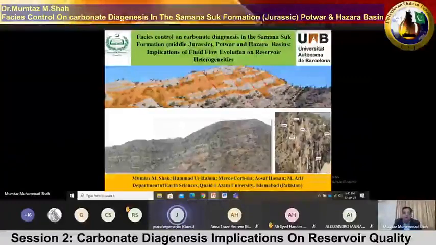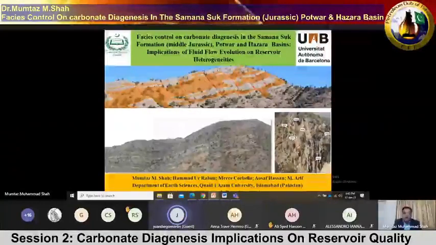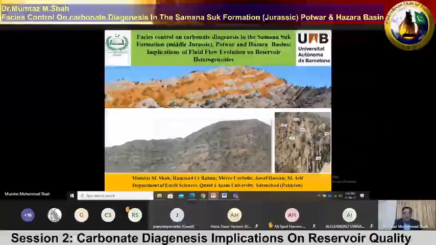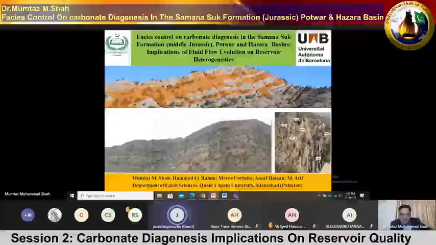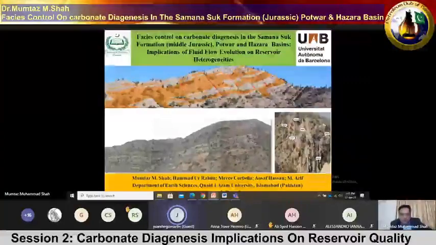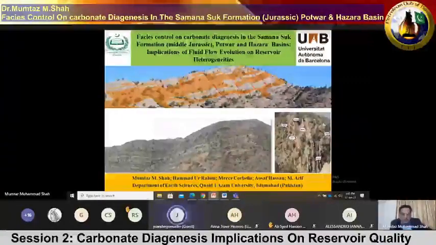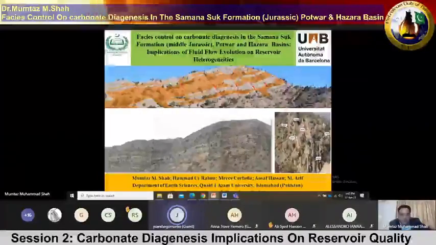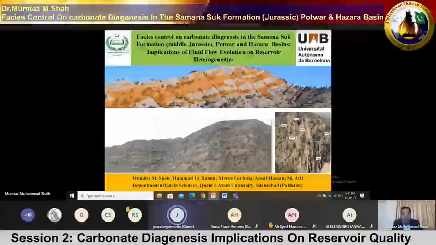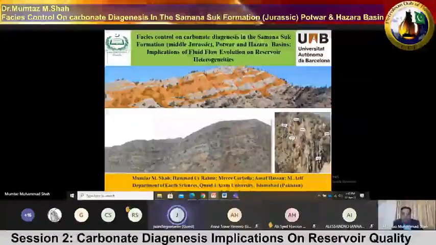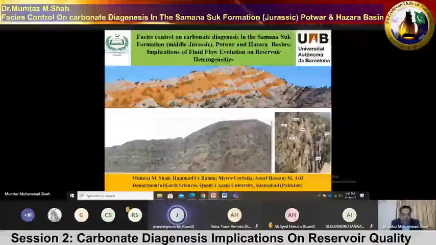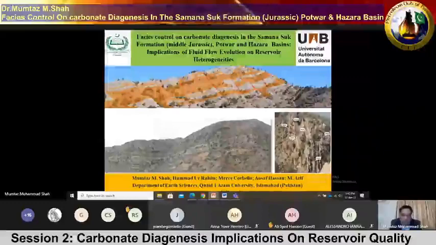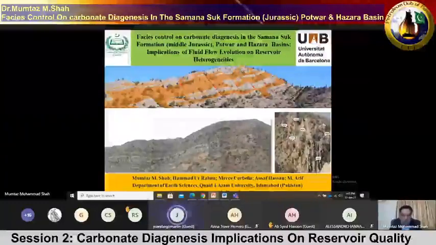This is one of the outcrops which has been studied extensively, named the Mira Rahmat Khan outcrop, where in the upper aerial photograph we can see a panoramic view of the outcrop, where the dolomite bodies, you can see these.